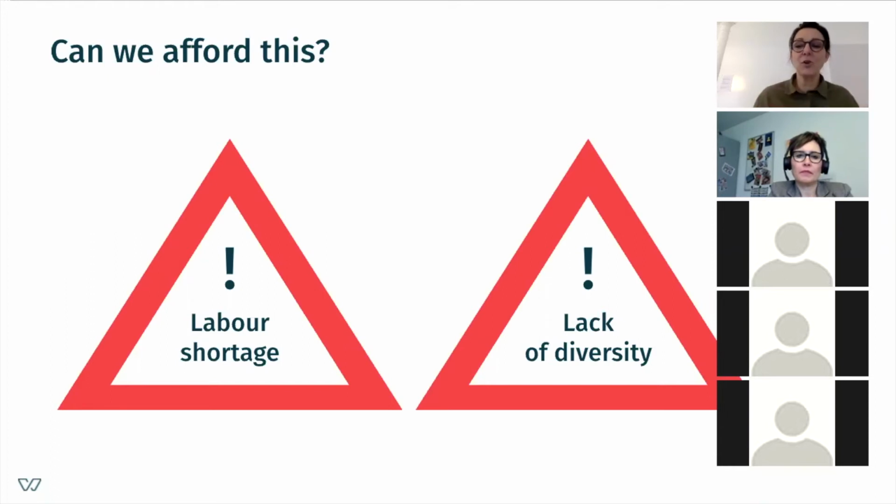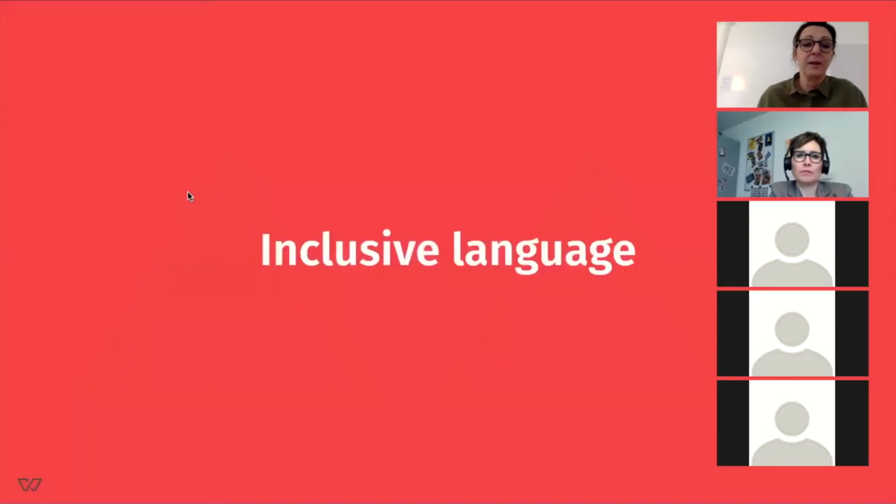But writing job ads still in that way will prevent you from finding more talent and more diverse talent. So we cannot really afford not to look into this matter of language and how it affects talent. The solution to this is inclusive language. What is it?